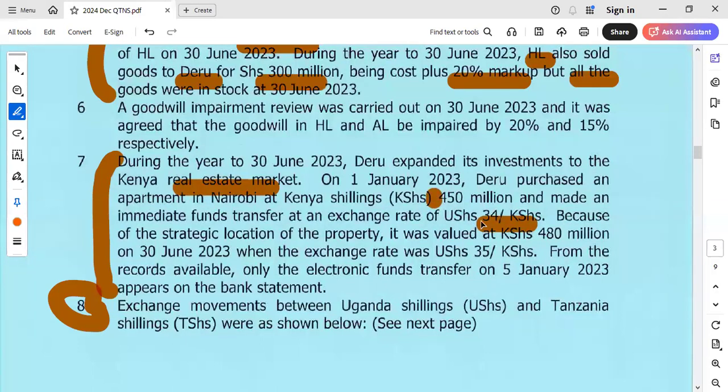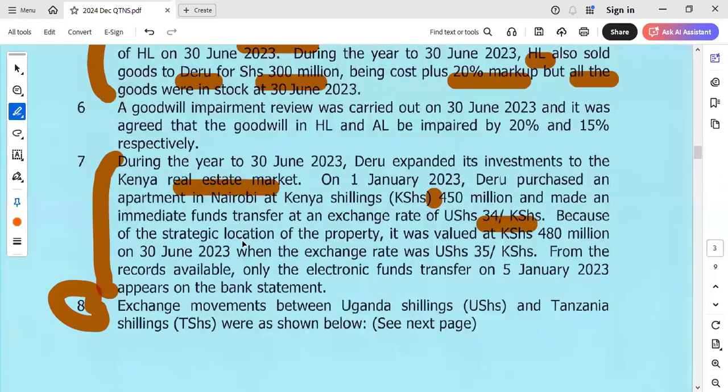This is also a direct quote. If they start with Ugandan shillings per the foreign currency, that is a direct quote whereby you'll be multiplying. But if they start with the foreign currency per Ugandan shilling, that is an indirect quote whereby when you are translating, you divide. So here they made an immediate transfer at 34.